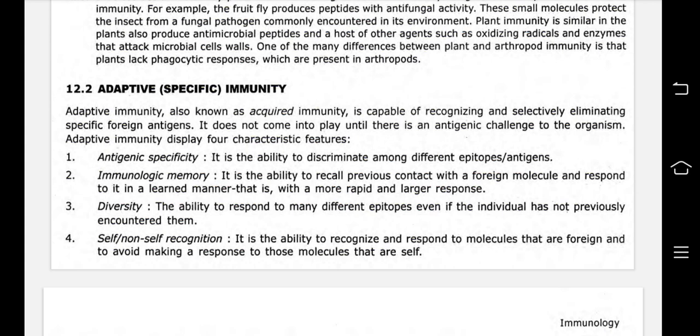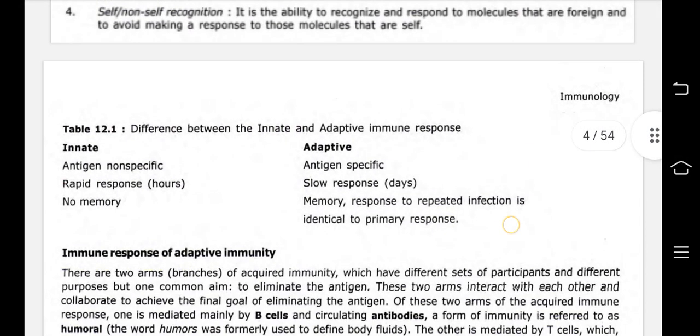Then diversity, the ability to respond to many different epitopes, even if the individual has not previously encountered them. Then self or non-self recognition: the ability to recognize and respond to molecules that are foreign and to avoid making a response to those molecules that are self.